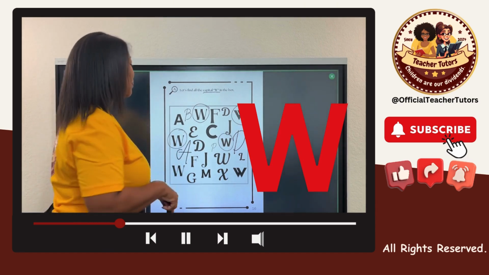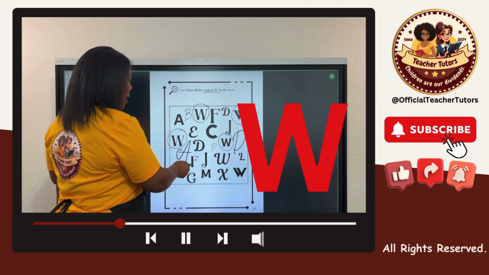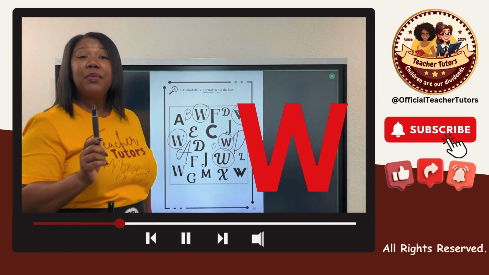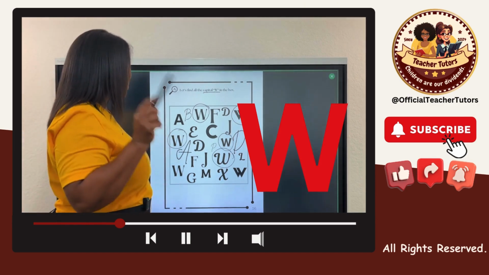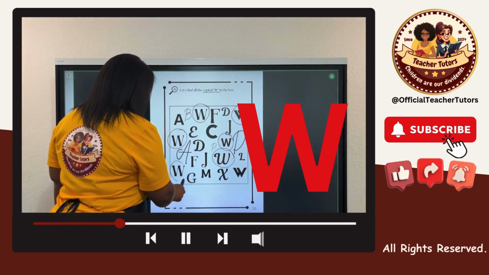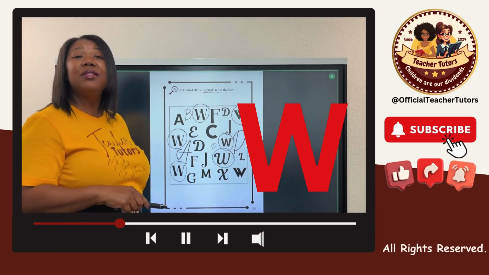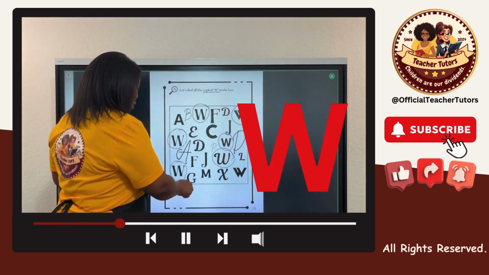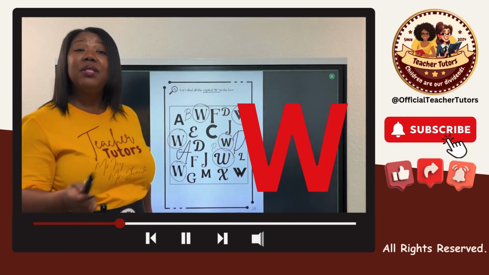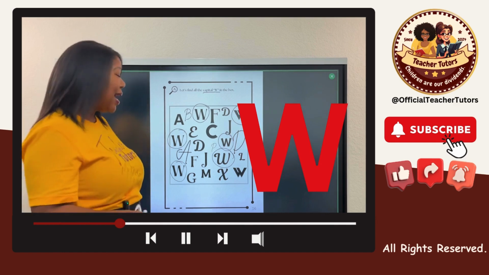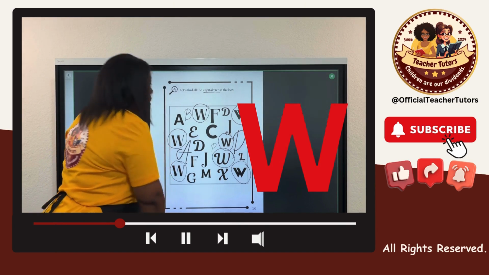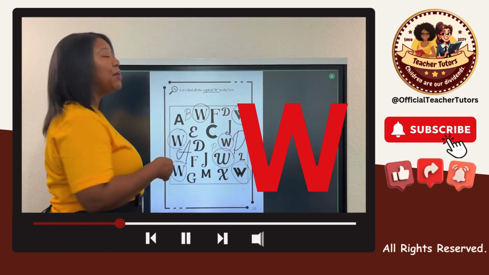Circle, circle, circle. D, F, J, capital W, circle, circle, circle, capital W, W, W. L, here's another capital W. Go ahead and circle it. G, M, X. What do you see? Yes, another capital W. Does your sheet look like mine?